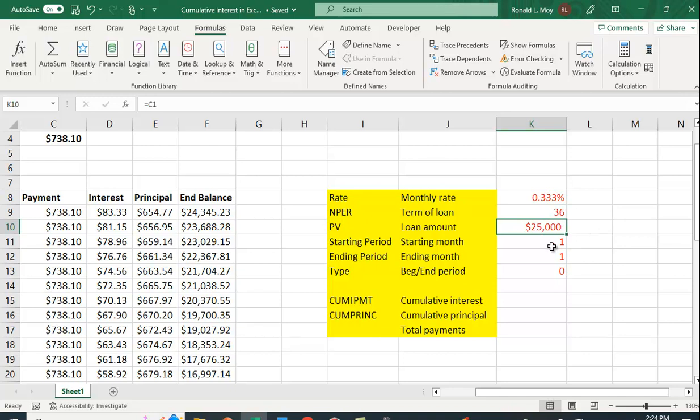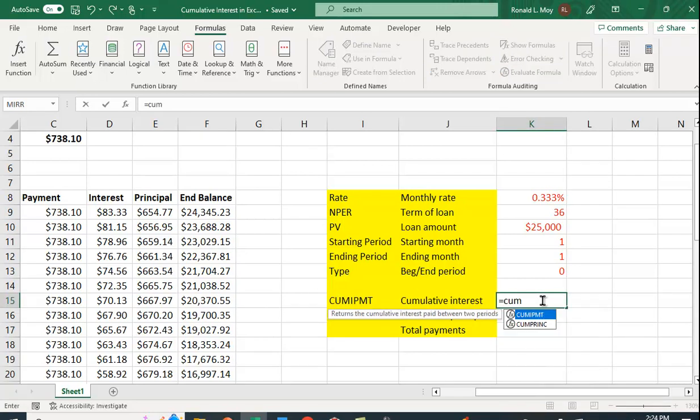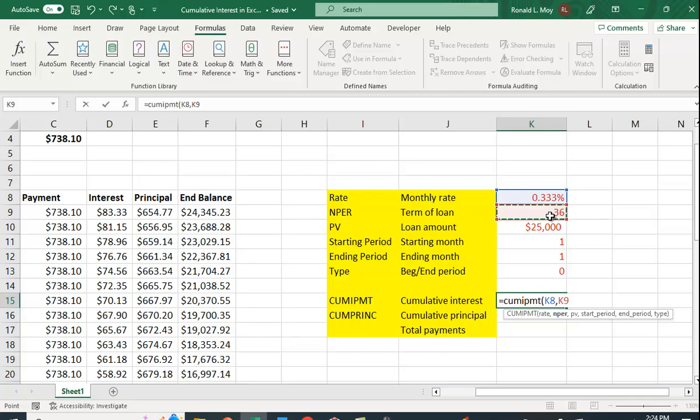So the reason I'm going to go from month one to month one is we know how much interest we paid here, and we know how much principal we paid, so we can check to make sure this is right. So the function is equal CUMIPMT, and then it asks for the rate. We have the rate here. It asks for the number of periods.